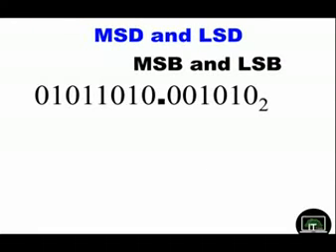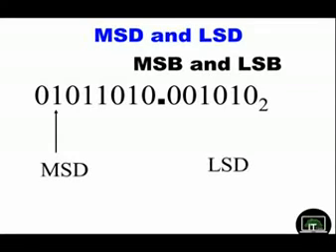Now look at this number. This is the fractional part, that is the decimal part. Now MSB or the MSD is 1. So LSB or the LSD should be whatever is far away on the right side of the decimal point but non-zero. It is 1.